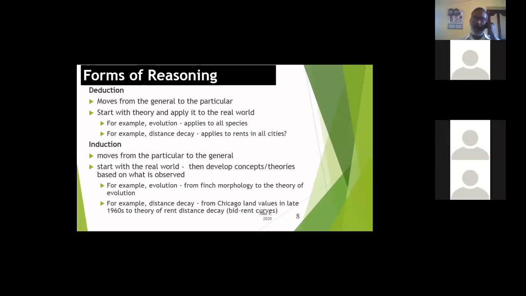When we look at induction, we see the other way. We move from the particular to the general. Start with the real world, then develop concepts and theories based on what is observed, and then make theory. You have two examples: the theory of evolution and also distance decay in geography. Now, distance decay is not yet a theory, but there are any number of supports for the concept, and distance decay could be a theory in geography.